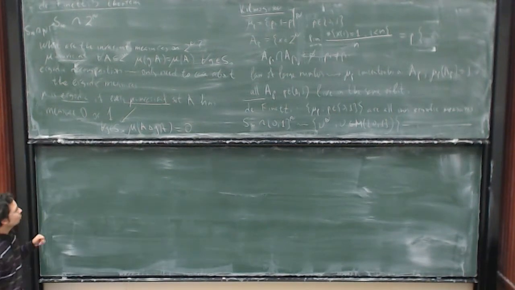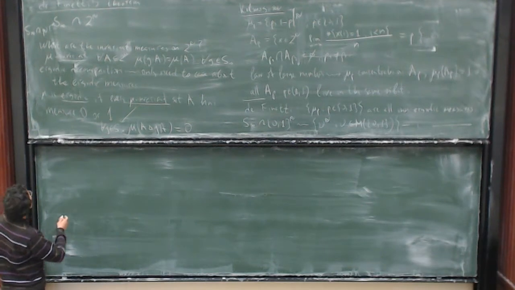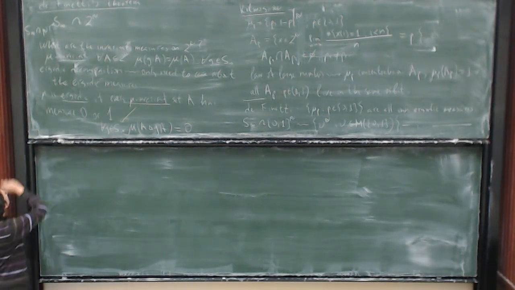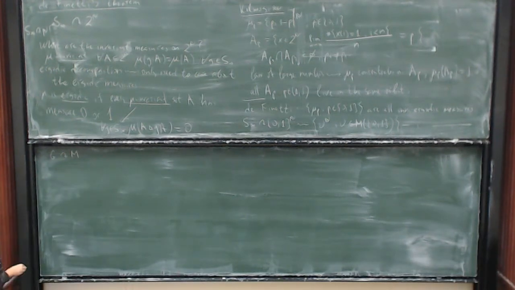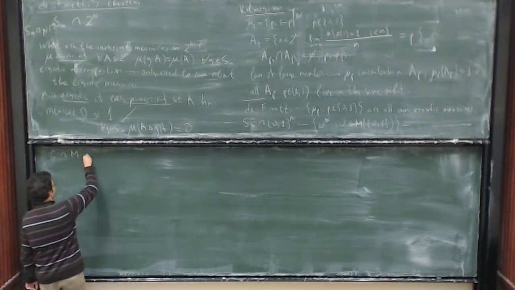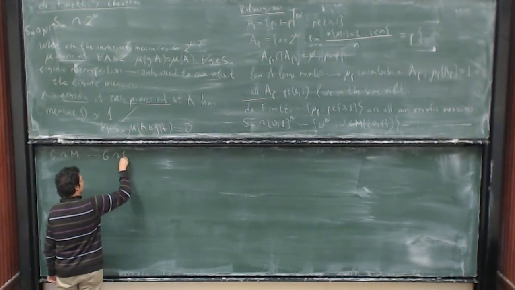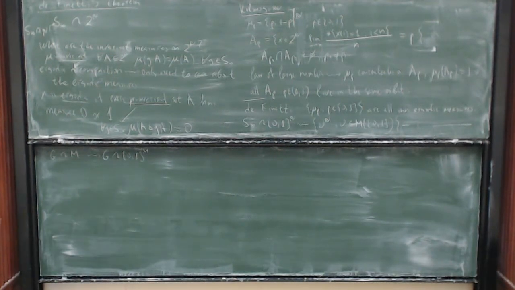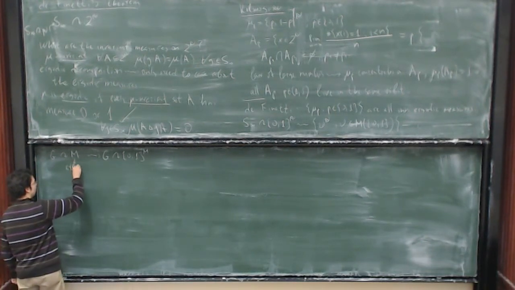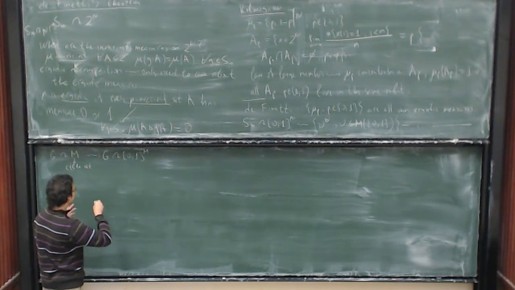All right, so now what we want to do is generalize this theorem to more general situations. So what is a more general situation? We had S infinity acting on N. I'm just going to replace this by G acting on M. Then this gives rise to an action of G on [0,1] to the M, just in the same way as before, where M is a countable set. And the problem remains the same.